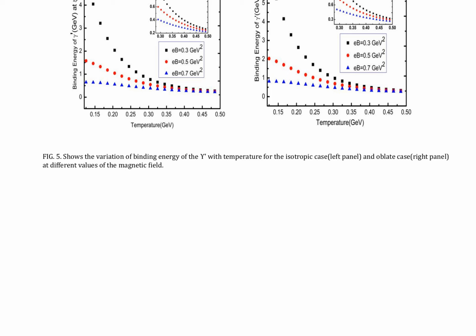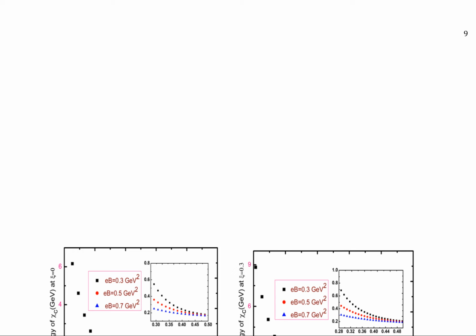The results provide insights into the potential dissociation mechanisms of quarkonia, which can be crucial for understanding the properties of the quark-gluon plasma. The paper's conclusions underscore the need for further research to fully understand the interplay between magnetic fields, temperature, and quarkonia stability. Here is the combined summary.